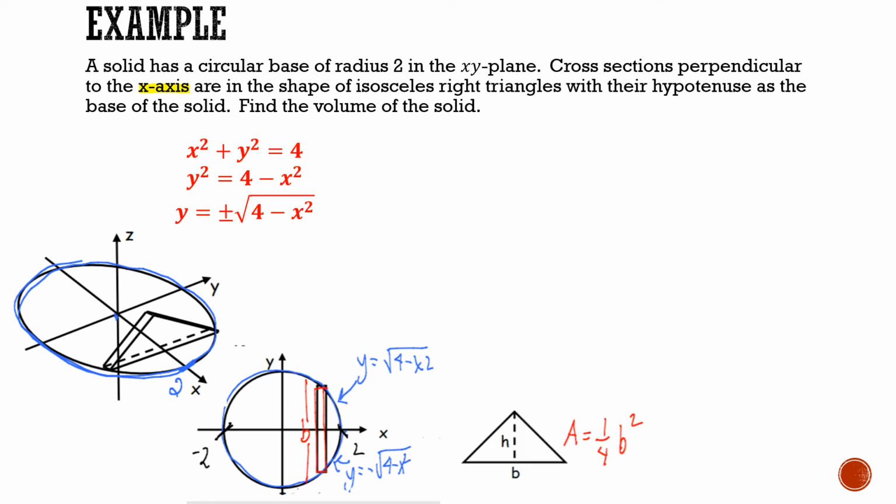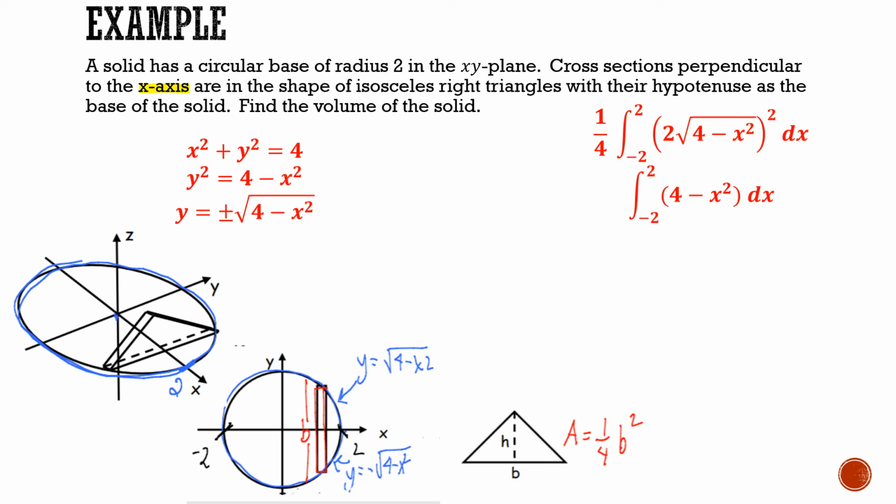All right, so when I go to integrate this, remember that we're using the formula for a right triangle with hypotenuse on the base, which is 1/4 the base squared. So we have the integral of 1/4, or you can pull the 1/4 out front, from -2 to 2. Notice that I use x bounds because we're perpendicular to the x-axis, and basically all you want to do is take your top minus your bottom. In this case, our top is root 4 minus x squared, and our bottom is negative root 4 minus x squared. So I'm going to end up with 2 root 4 minus x squared, squared.